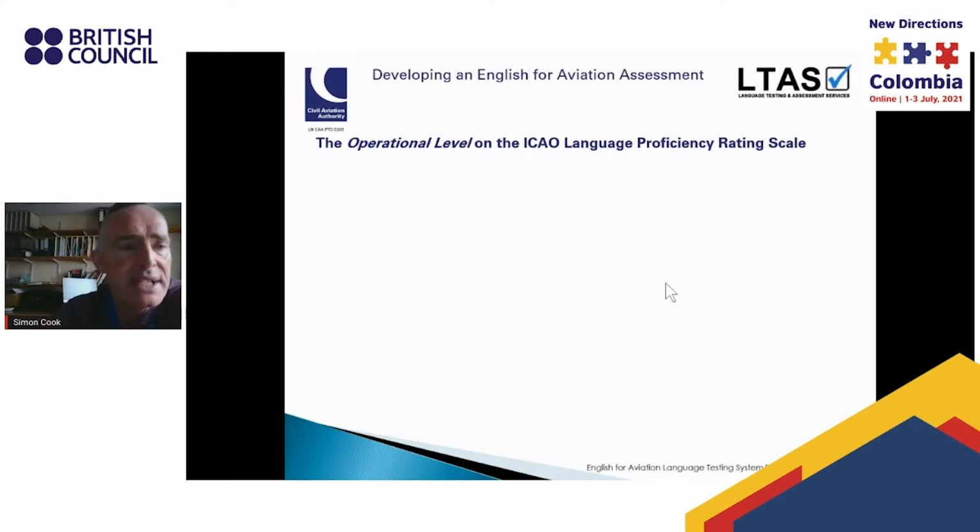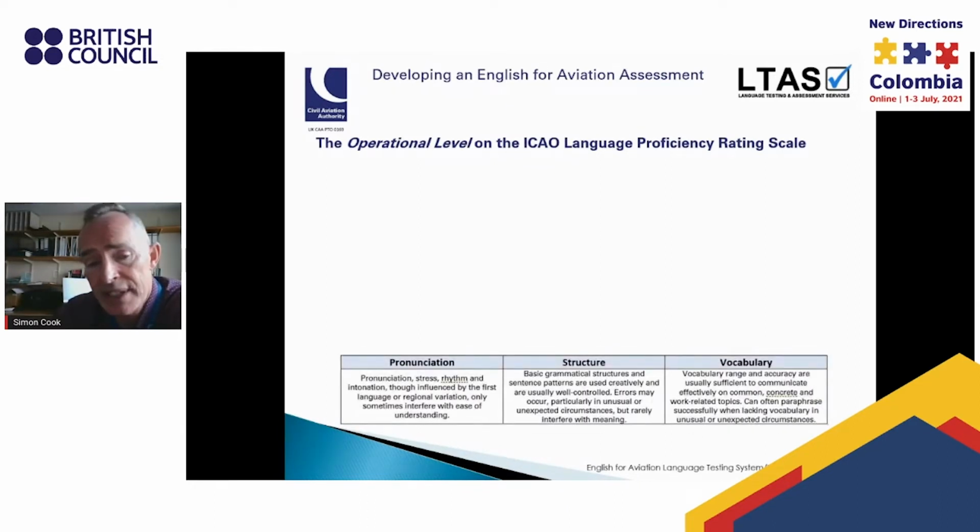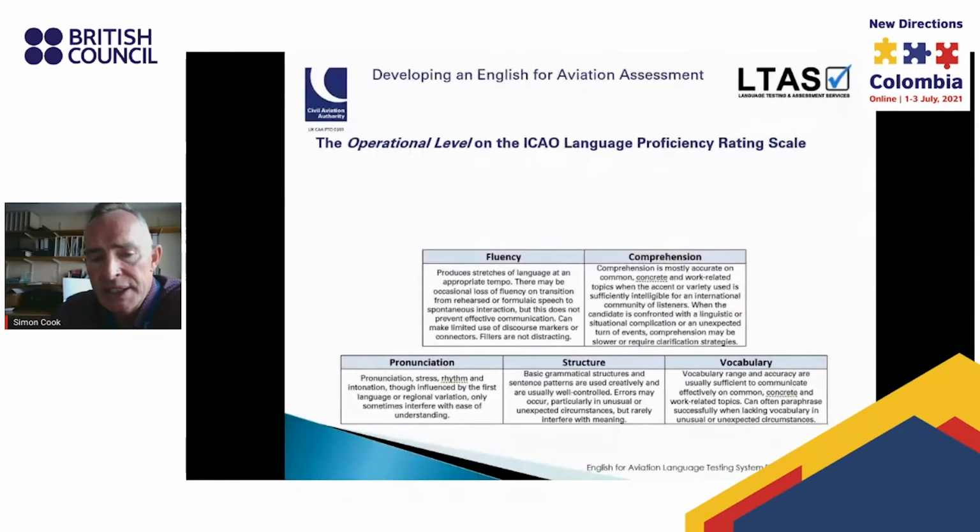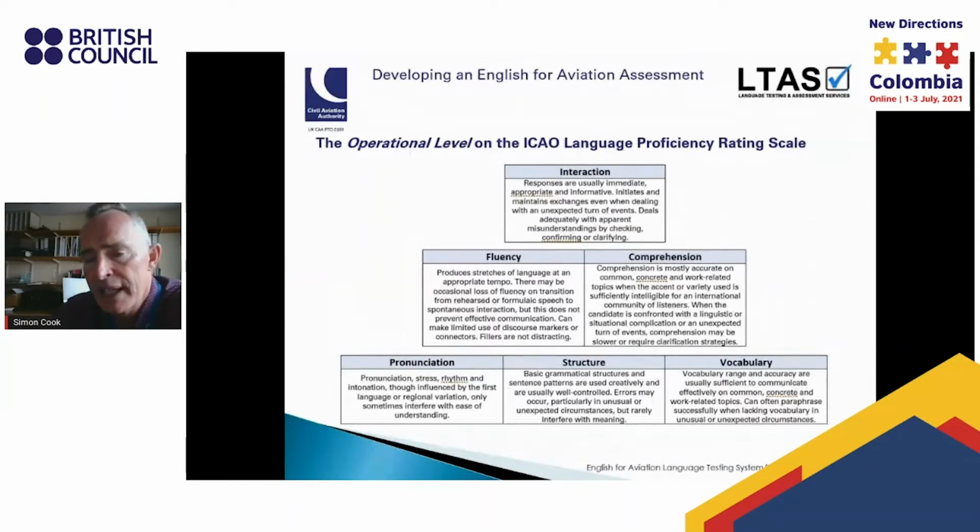And the operational level, the rating scale, comprised 6 features of language description, if you like. The first 3 features, you could see there: pronunciation, structure, and vocabulary. These features you can describe as the language systems. So the language users should have knowledge of the language systems to a particular level. They should have the skill of production of the language, which ICAO termed fluency, and the skill of reception, comprehension there. And at the top of the pyramid, the overarching goal would be that their interaction would be effective. It would be successful.